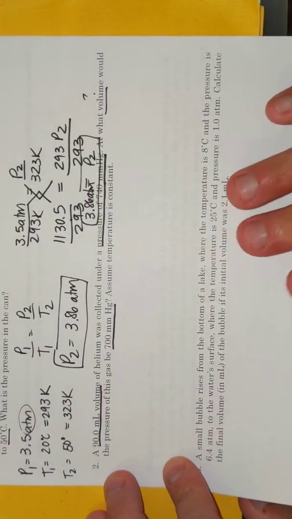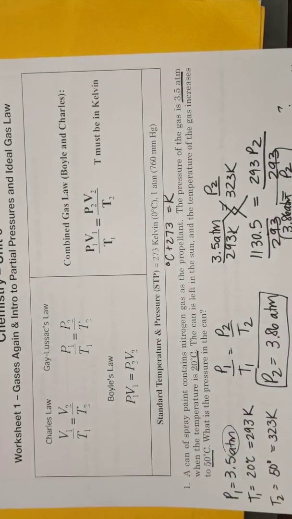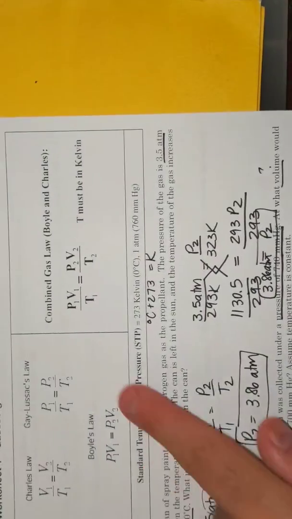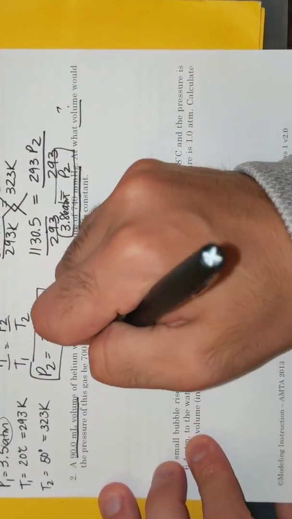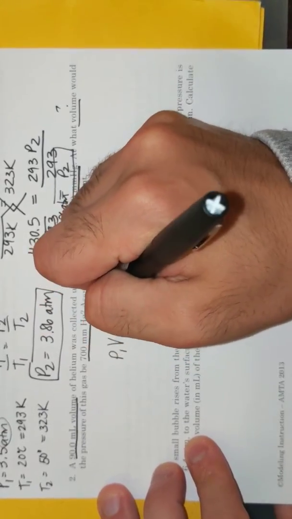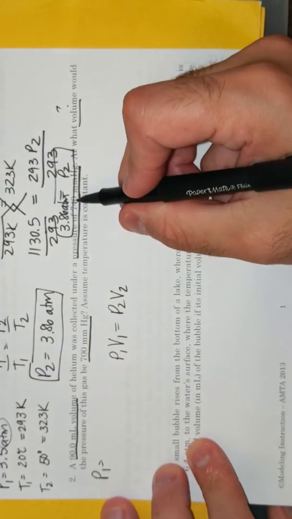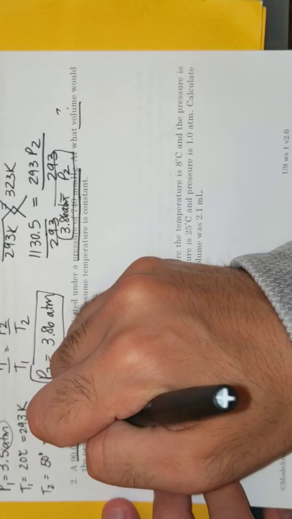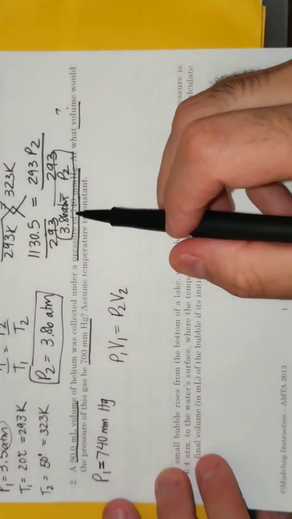Assume temperature is constant. So I'm looking at my equations here that I could begin to use, which is the only equation that has pressure and volume in it. Boyle's law. So I could begin to write the equation P1V1 equals P2V2. My P1 is my initial pressure, which is 740 millimeters of mercury. And I could keep that in millimeters of mercury. I don't have to convert that to anything yet.